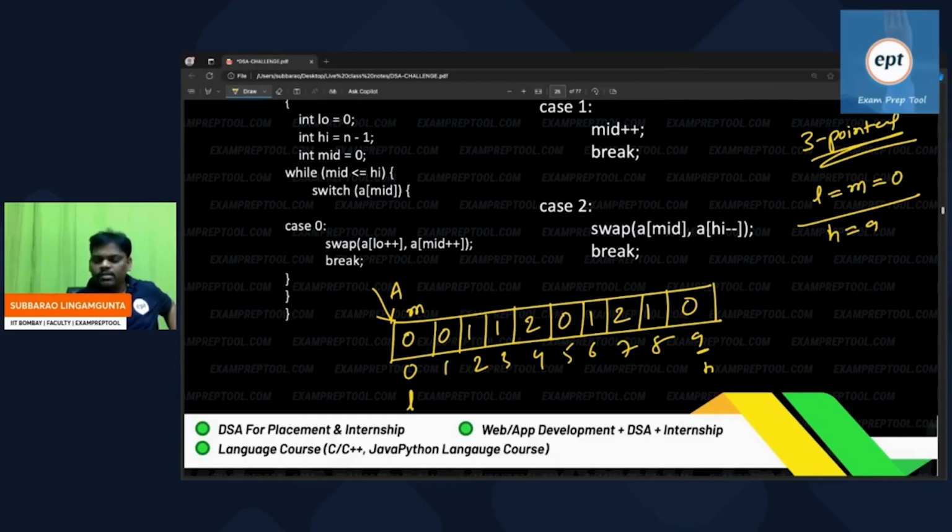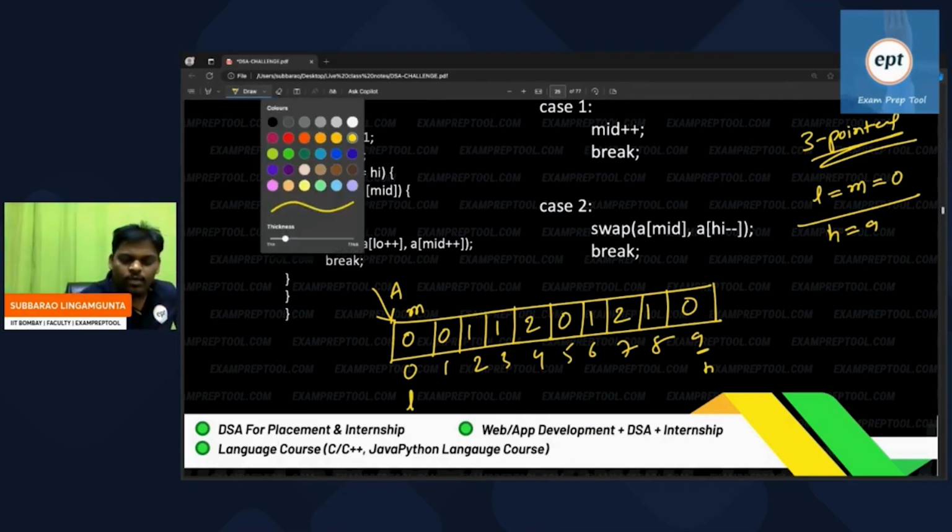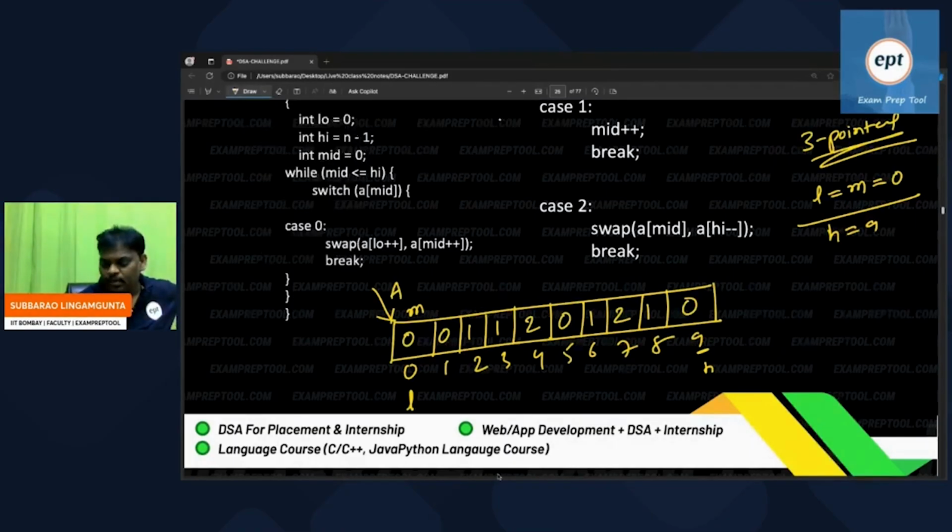This is the basic purpose why I take 3 variables. Zeros' purpose is low, ones' purpose is mid, twos' purpose is high. That is the basic purpose. Now you can see, within one scan, what I have to do.